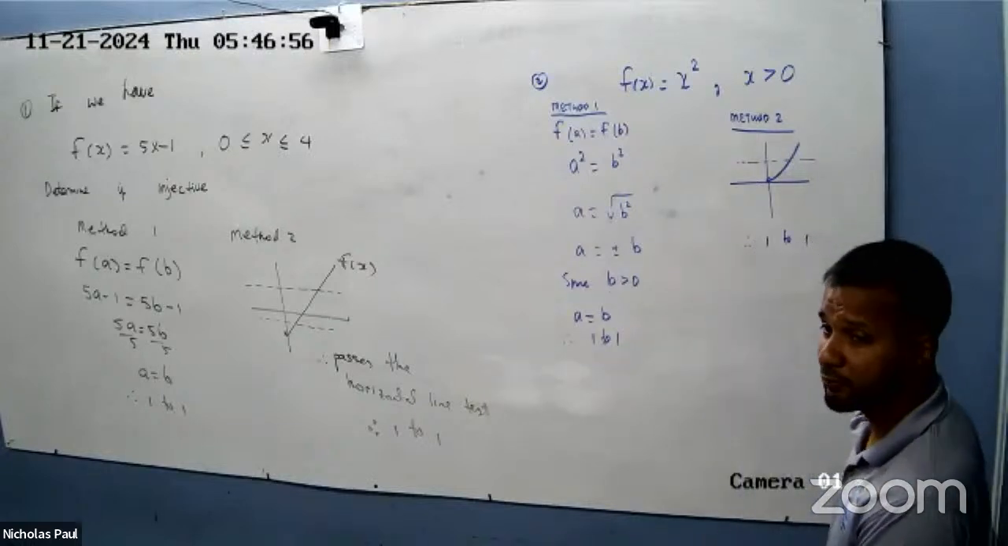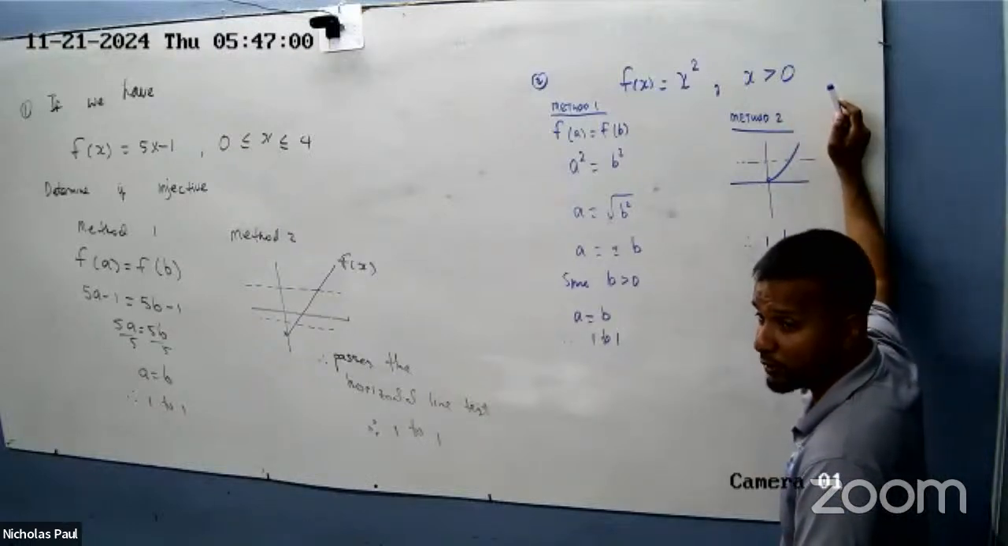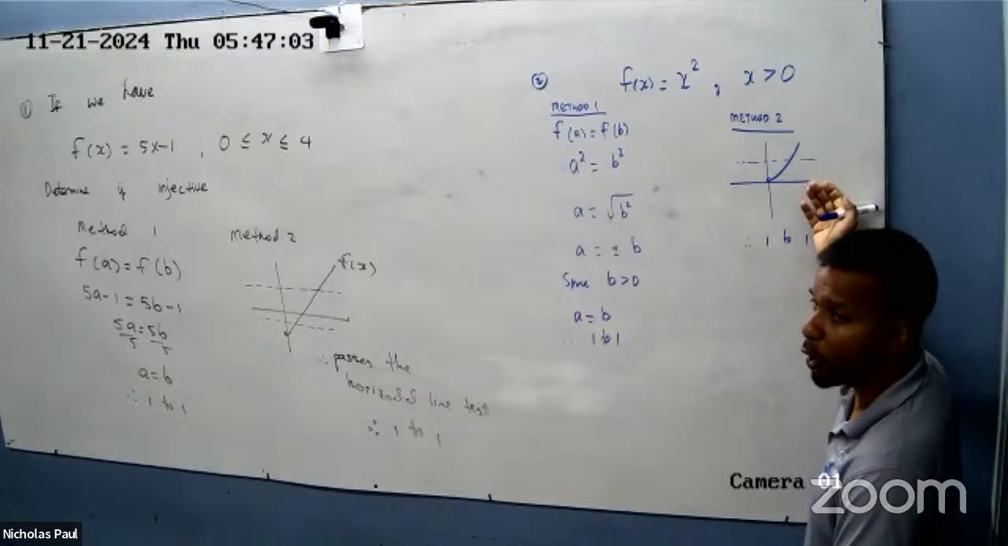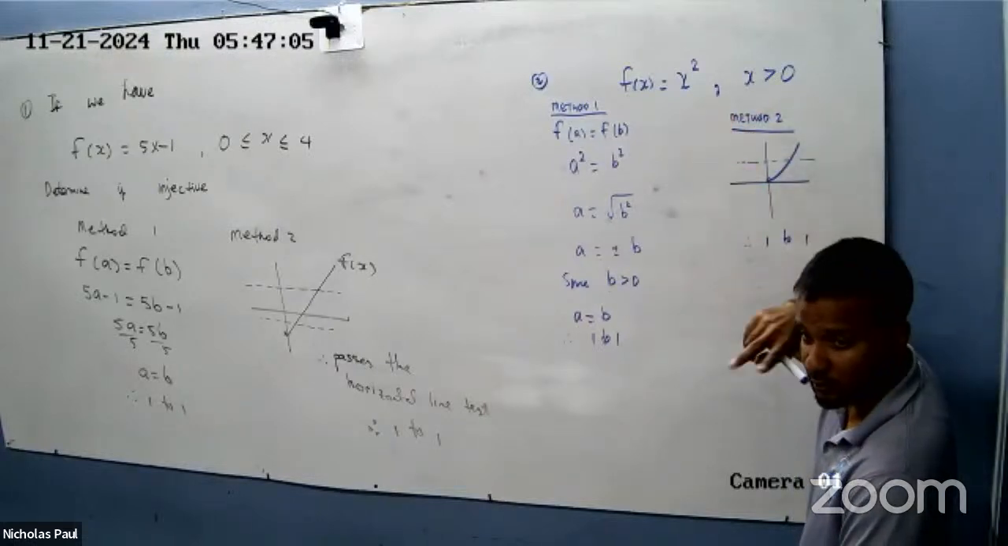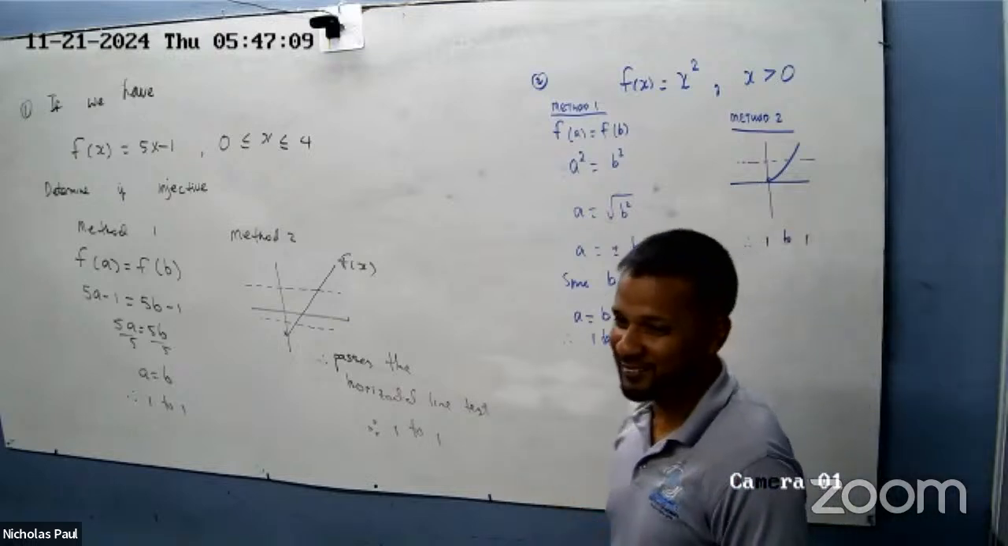Are you okay with that? Yeah, that's the only reason why this function is 1-to-1. Otherwise, normally a quadratic is not 1-to-1. We're going to say 2-to-1.